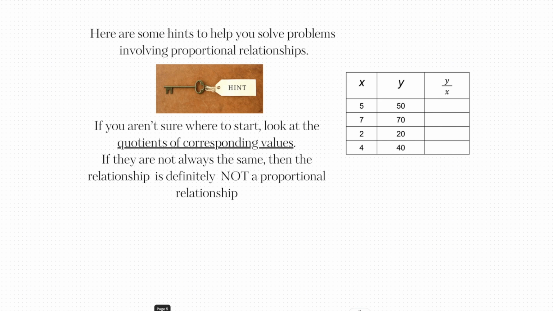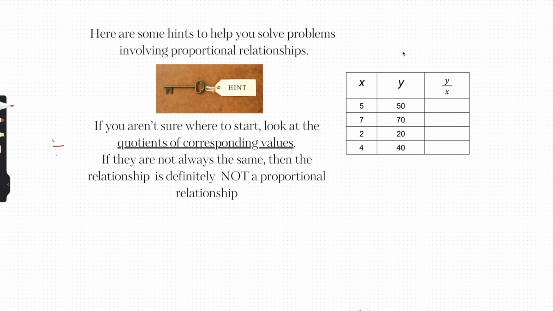Now, here's the thing. If you aren't sure where to start, look at the quotients of the corresponding values. Remember, the term quotient is involved with division. If they are not always the same, then the relationship is definitely not a proportional relationship.